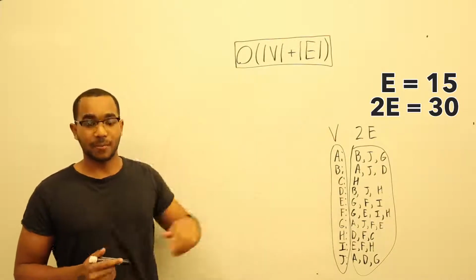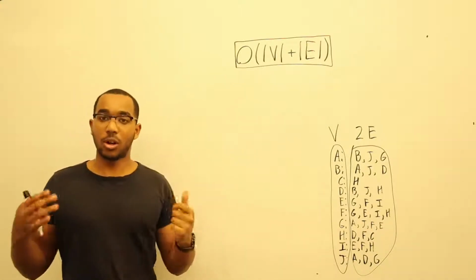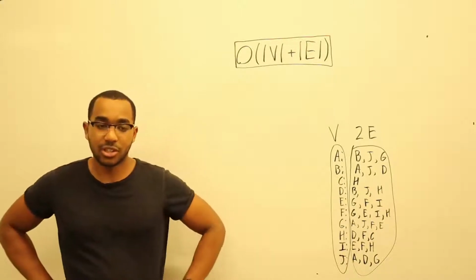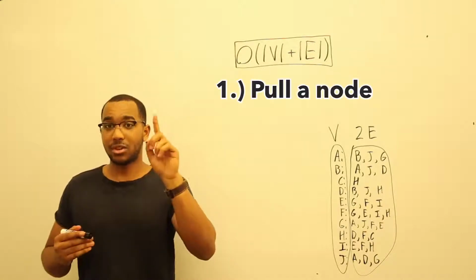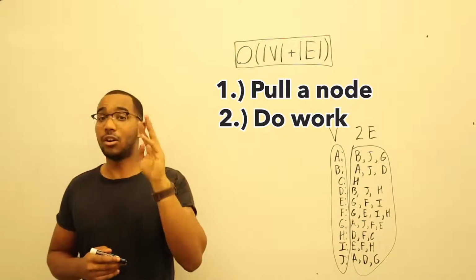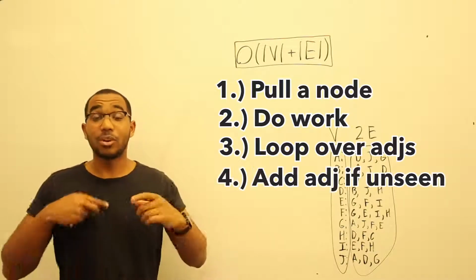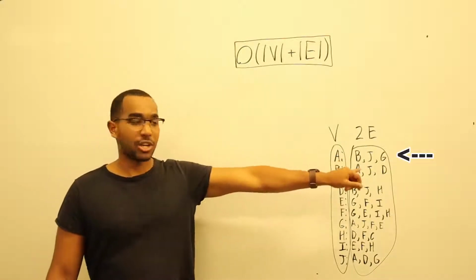So V and then 2E. What we need to do now is see what the work looks like when I do breadth first search or depth first search. In breadth first search and depth first search, fundamentally the same thing happens. We pull a node out, we do some work to that node, we find all of the adjacents. If we have not seen a node, we add it. But we're still looping over all of the adjacents. Visit A, loop over B, J, G.